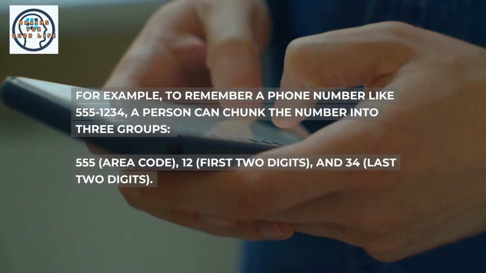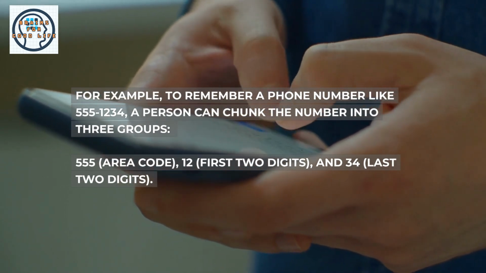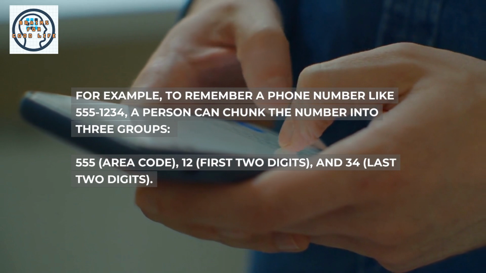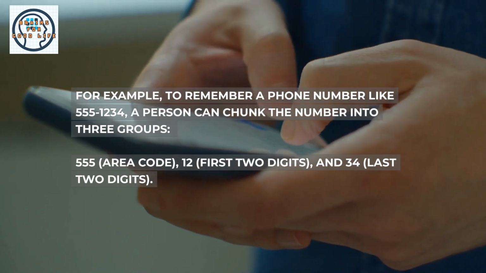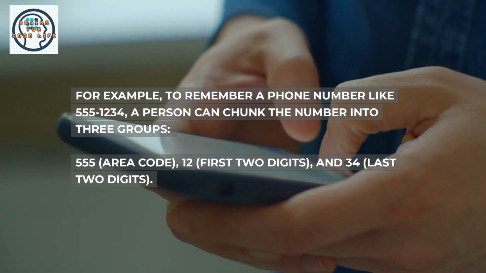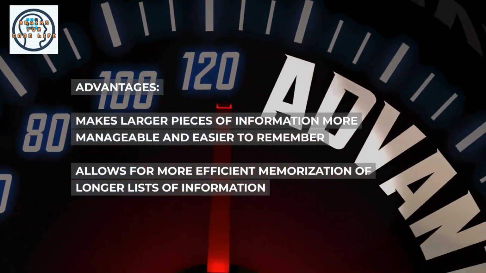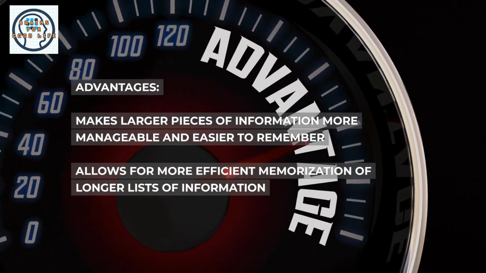For example, to remember a phone number like 555-1234, a person can chunk the number into 3 groups: 555, area code; 12, first 2 digits; and 34, last 2 digits. Advantages: makes larger pieces of information more manageable and easier to remember.